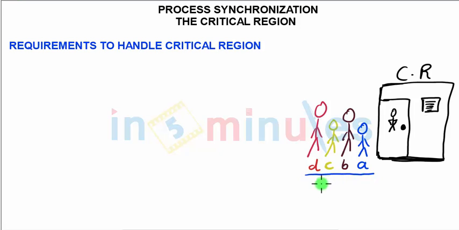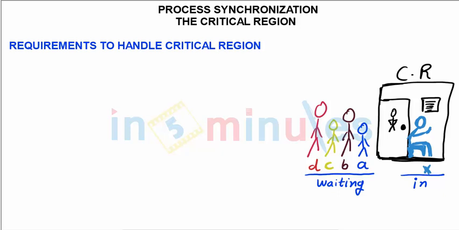A, B, C, D are in waiting. This is because person X has already gained access to the critical region. So now, considering this example, there has to be certain rules and regulations which one needs to follow. Now what are these? Let's try to understand.